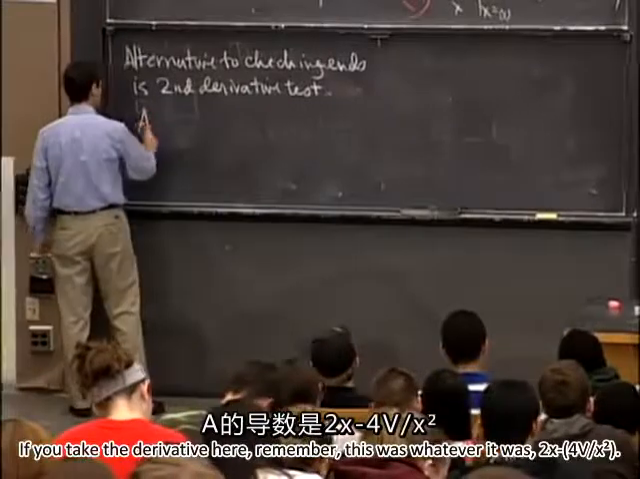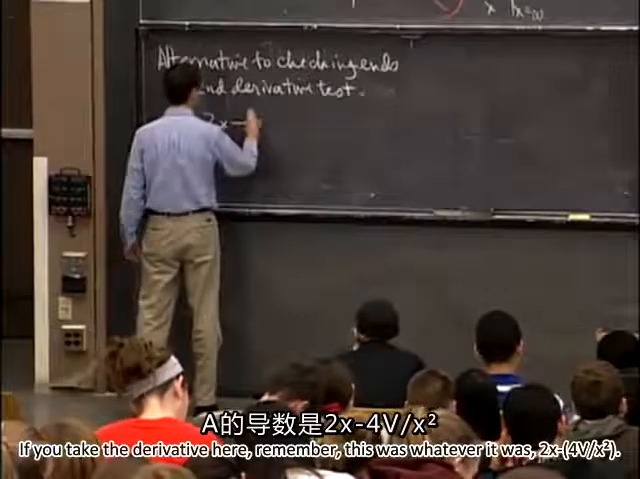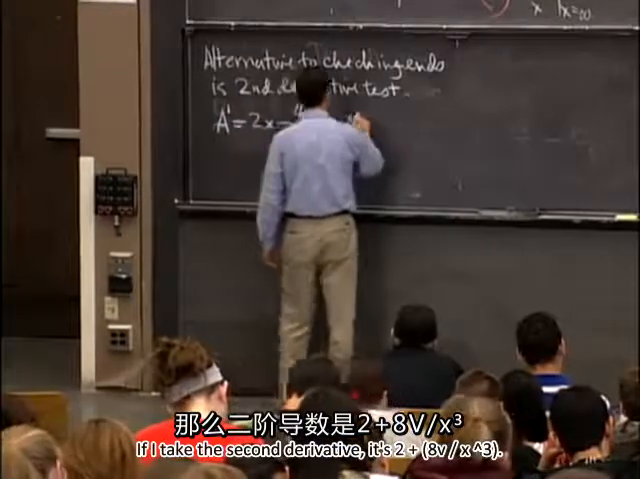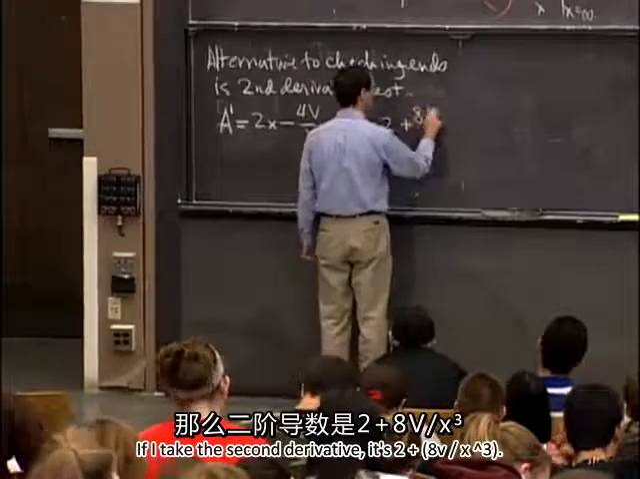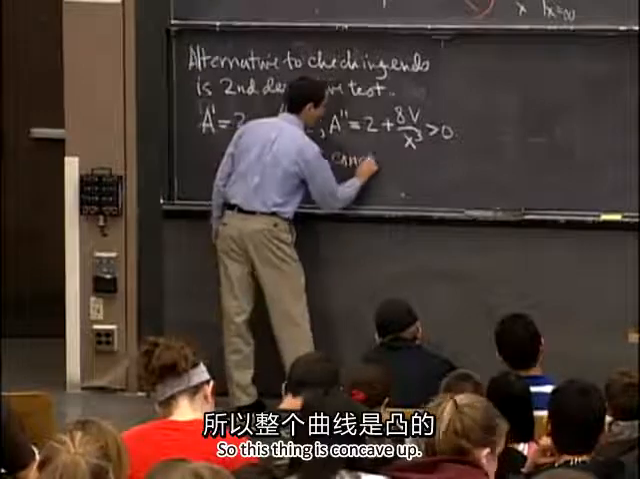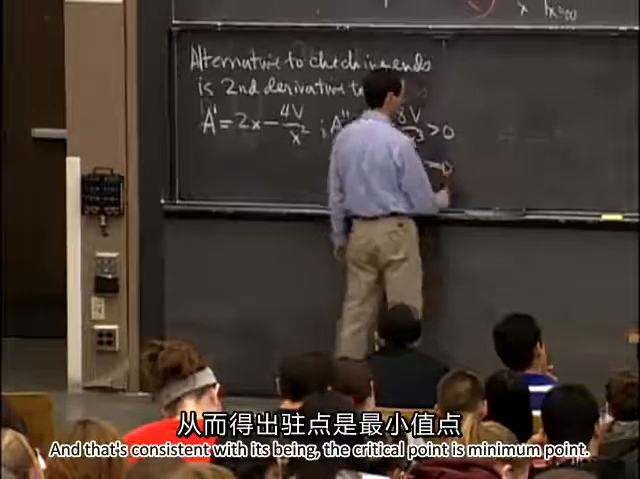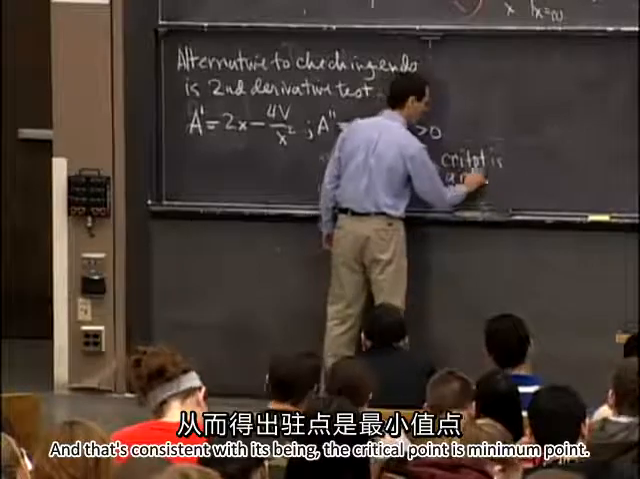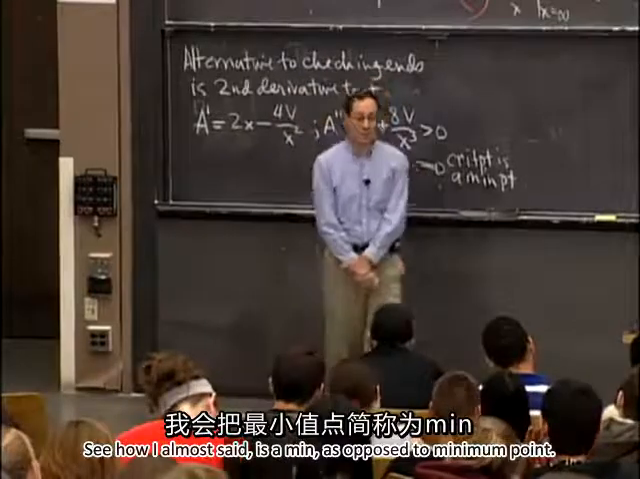If you take the derivative here, remember, this was whatever it was, 2x minus 4v over x squared. If I take the second derivative, it's 2 plus 8v over x cubed. And that's positive. So this thing is concave up. And that's consistent with the critical point being a minimum point. See, now I almost said "is a min" as opposed to minimum point. So watch out.